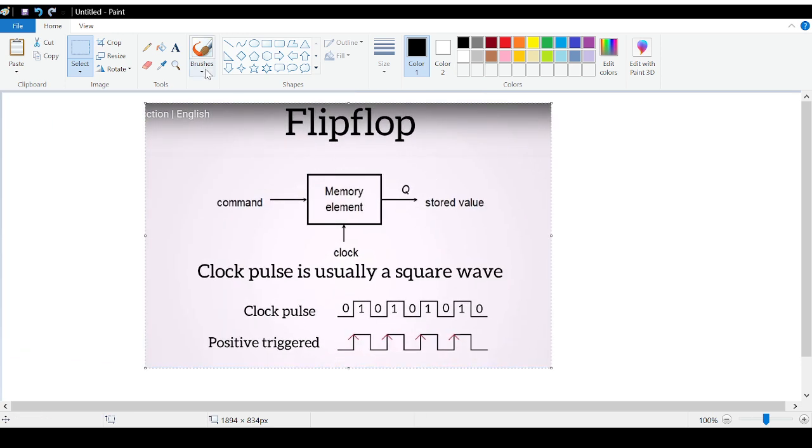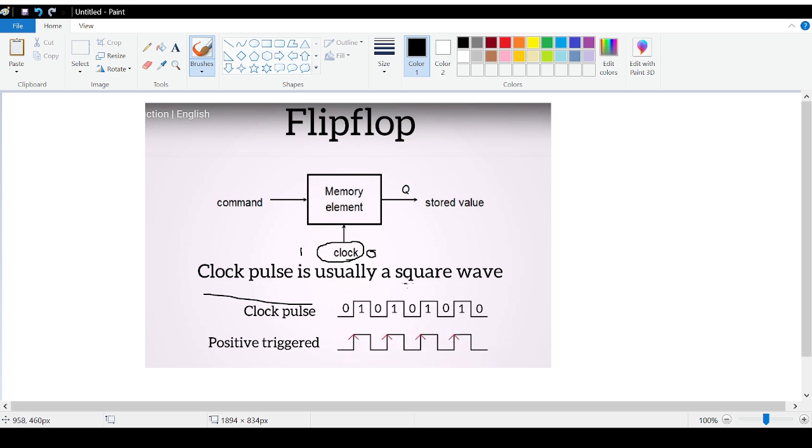Not an element, but it has another input called the clock. The clock works like an enable input. If the value of the clock is 0, then it doesn't matter what command I'm giving to the flip-flop, the flip-flop will not receive the command, it will stay as it is. But if I pass 1 through the clock, it will show me the change that is occurring inside my flip-flop. So a clock pulse is basically an enable bit for the flip-flop.